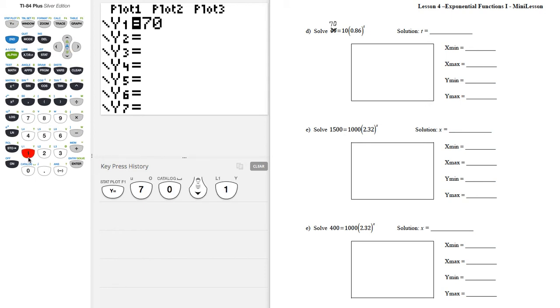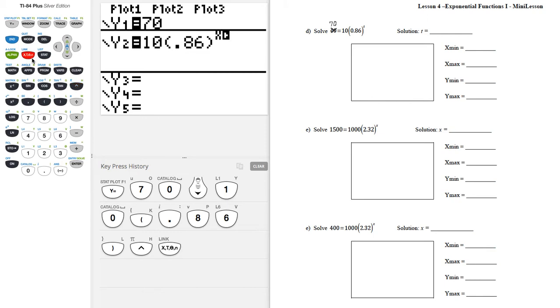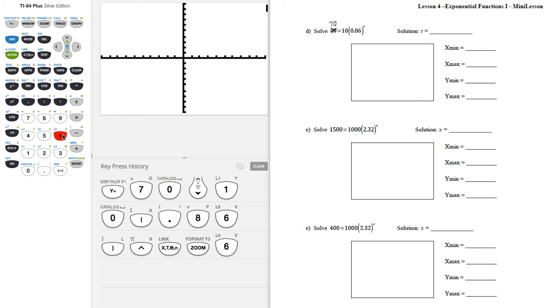And 10 times 0.86 to the x for y2. And let's graph this on the standard window just so that we can see what's going on here. All right, so here's the exponential part. The problem is that we're not seeing the horizontal line y equals 70.